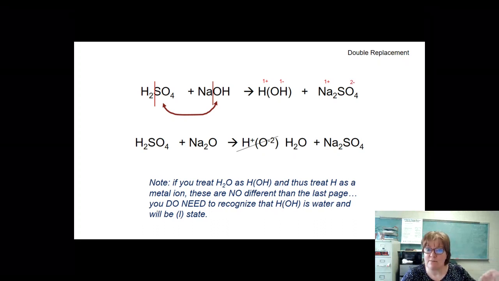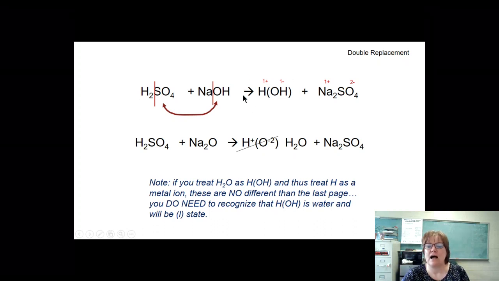Sulfate is a polyatomic ion. It has a -2 charge. So when I pair these, that's where I'm getting this 2 from for the sodium sulfate. And that's why I don't have a 2 here. Here I had a 2, but I don't need it here because I just need 1 and 1.